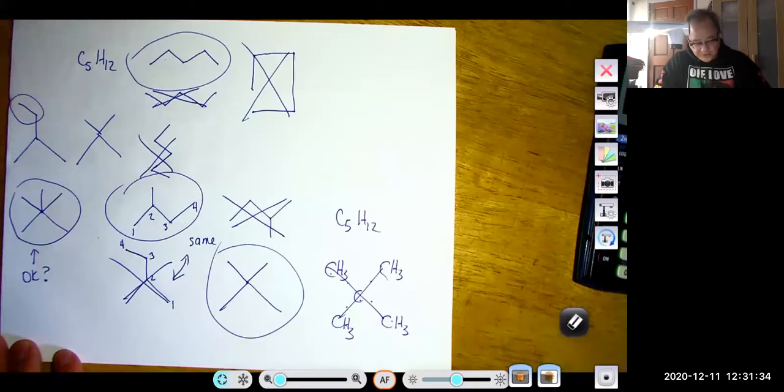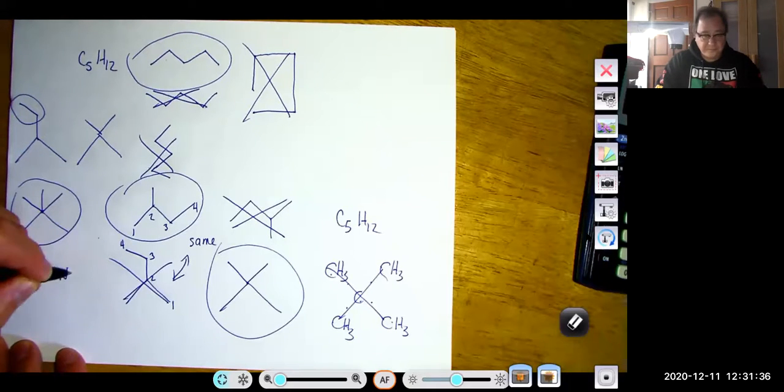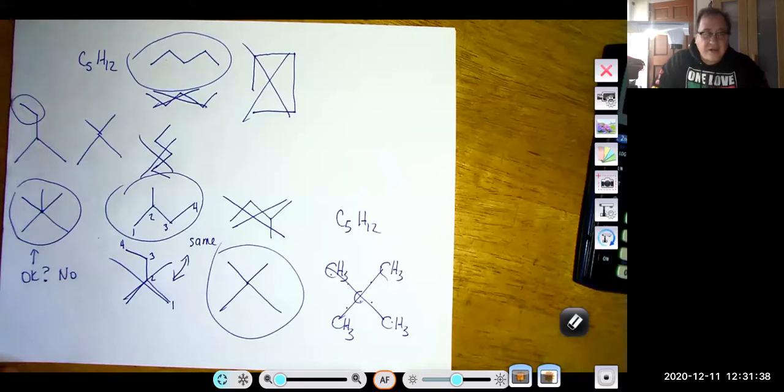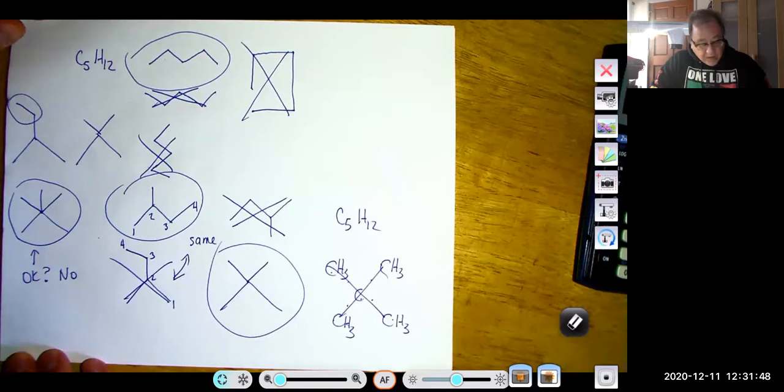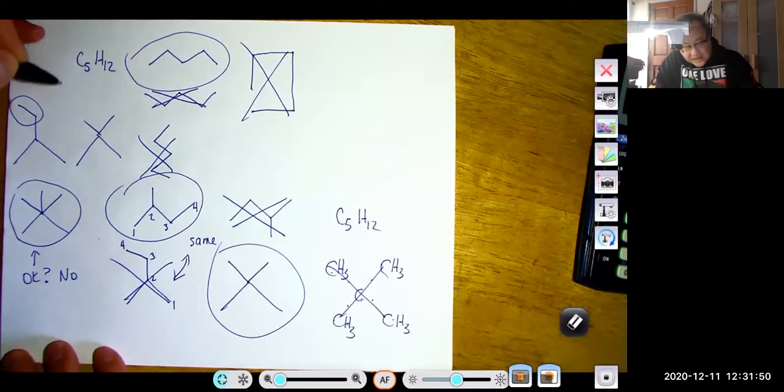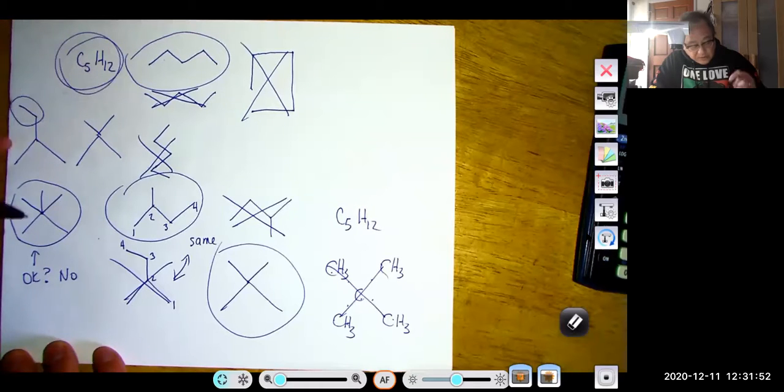And the answer is no. Why is this not okay? Who wants to venture a guess? There would be too many hydrogens. Actually, not. Well, actually, I'm not asking if this is an isomer of this guy. I just want to know, can we do this?